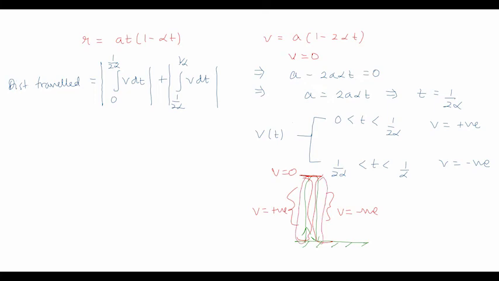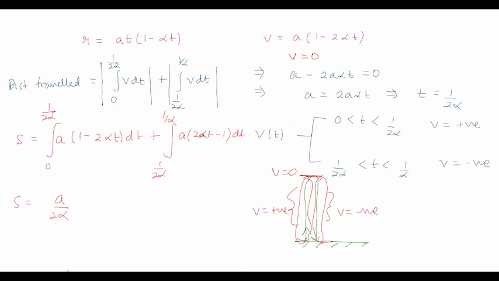So if we solve it this way, we get the distance traveled can be written as the integration of a(1 minus 2 alpha t) dt from 0 to 1 by 2 alpha, plus the integration of a(2 alpha t minus 1). We have done this to ignore the negative part, dt from 1 by 2 alpha to 1 by alpha. So if we solve this integral equation, we get s is equal to a upon 2 alpha.